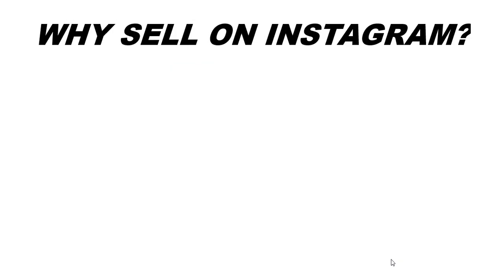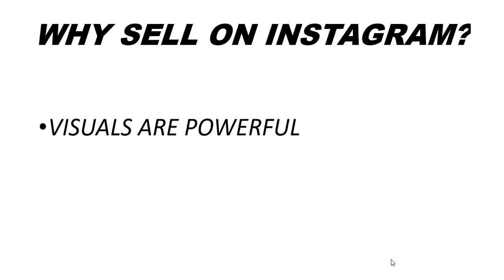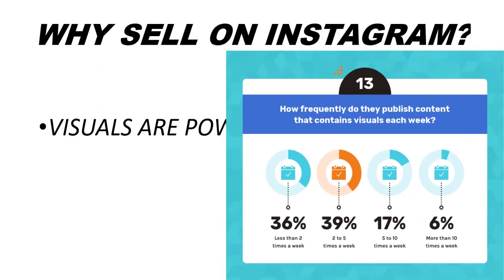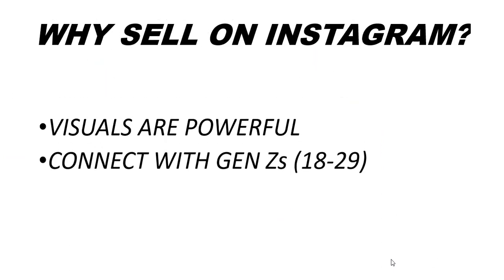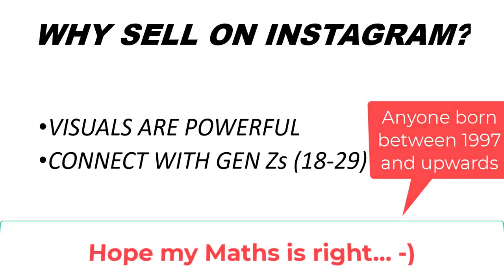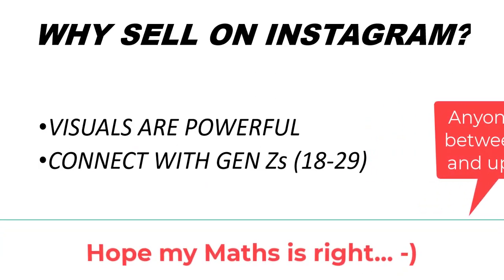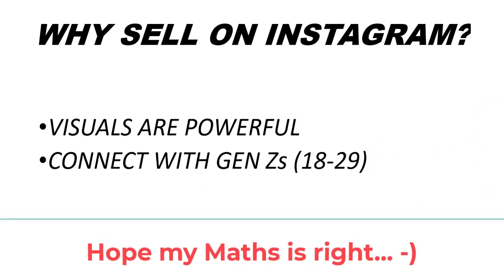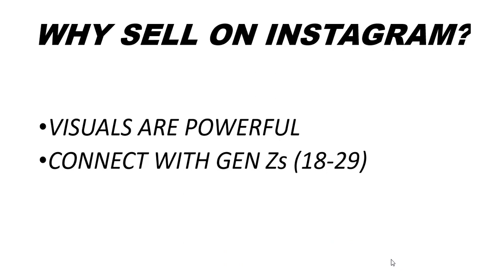Here are the two main reasons why you should sell on Instagram. One, visuals are highly powerful. I mean, people love visuals a lot. Secondly, you're going to connect with Gen Zs, so people between the ages of 18 and 29. So that means that if the business you do involves people of this age range, you should be using Instagram very, very much. And I'll show you how in the next few minutes.